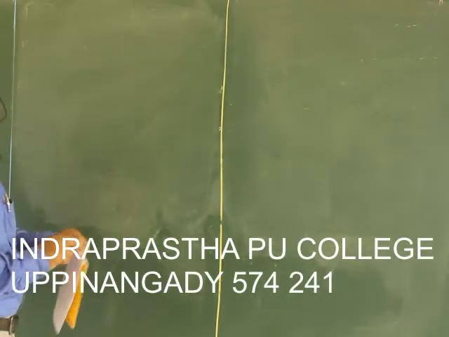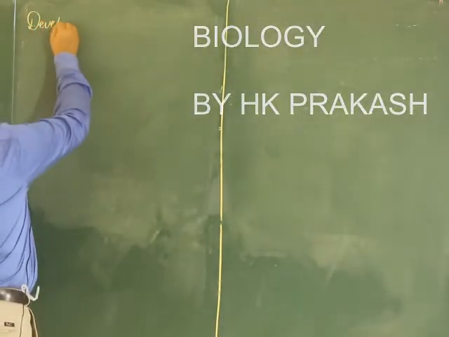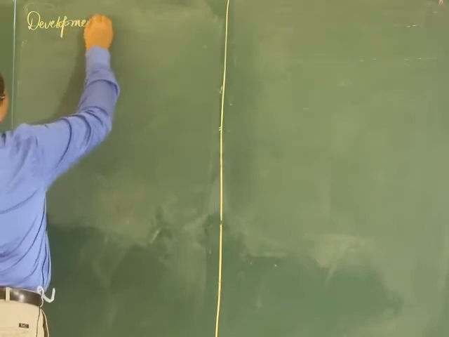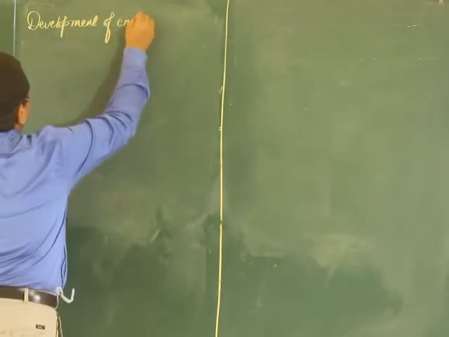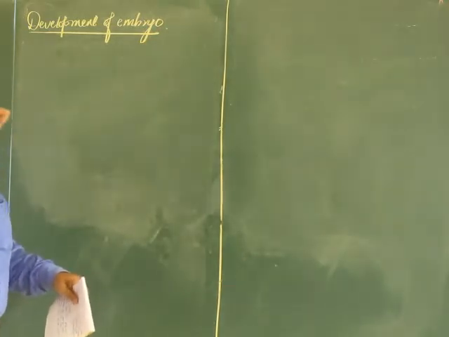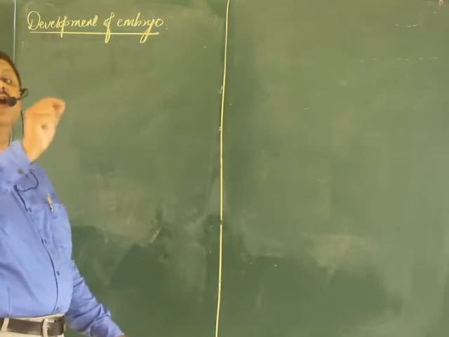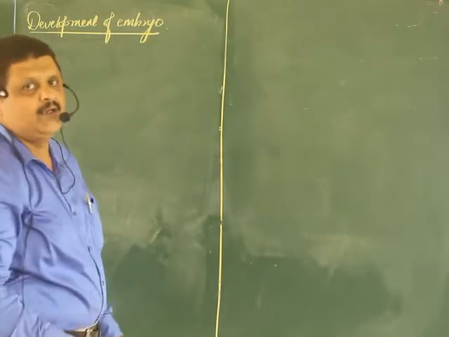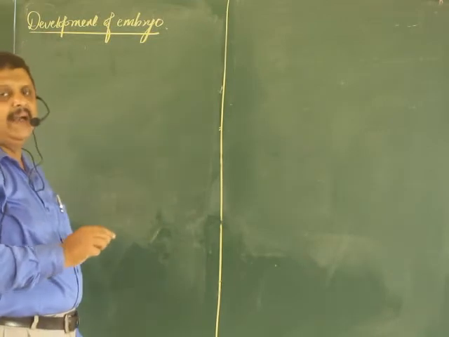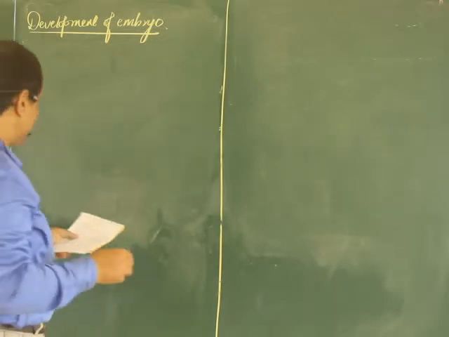Now, let us see the development of embryo. I have seen in one paper, one neat paper, the question: the development of forelimbs and hind limbs in the embryo comes in which of the following months? So, I'll give a chart for you and it will tell in which month which particular structure develops, and it is also there in your NCERT book.